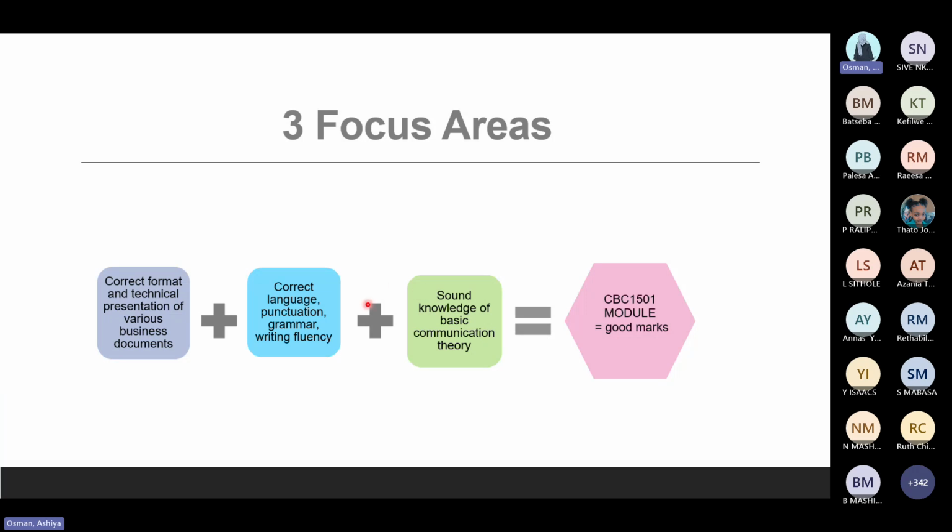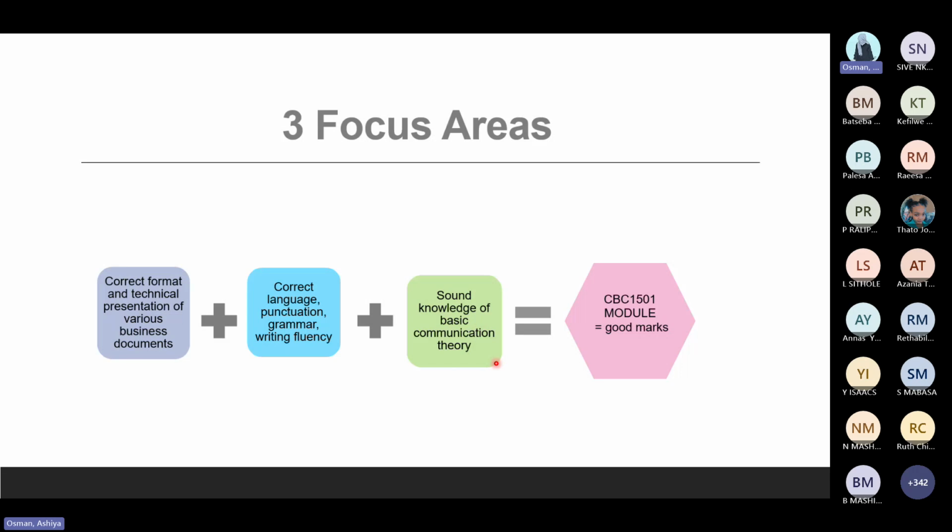So you're learning important skills. Correct language, punctuation, grammar, writing fluency. You get marks for all of this. All right. So if you're going to focus on one aspect and leave out the other aspects, we've seen students fail the module because of that. All right. You need to focus on all aspects because we grade you on all aspects.